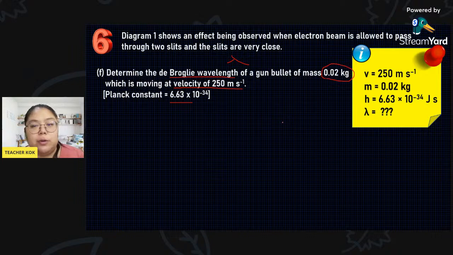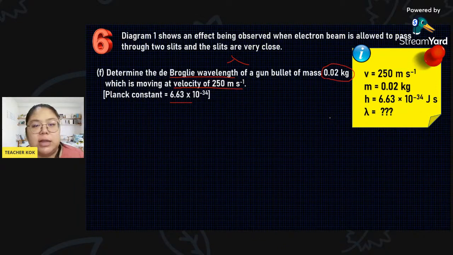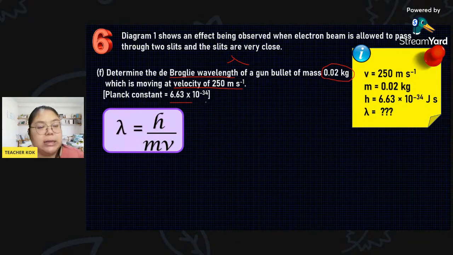So from here, the de Broglie wavelength is related to the m and related to the v. But the question never provided the momentum, so we need to convert momentum to mv. So remember, we just apply this formula: lambda equals Planck over mv. So students, please answer now. We need to find lambda. We just wait for the student answers.